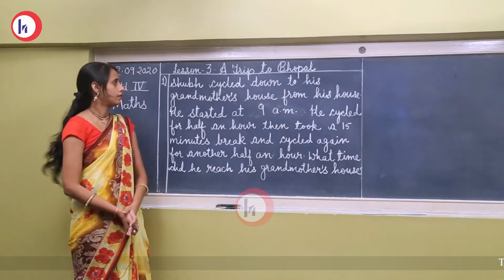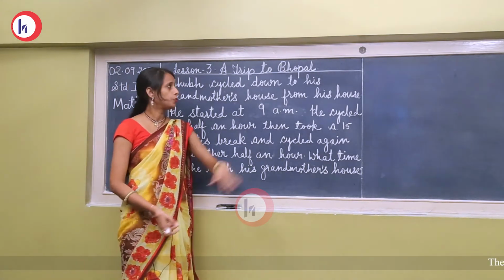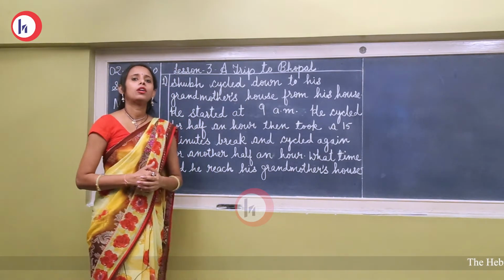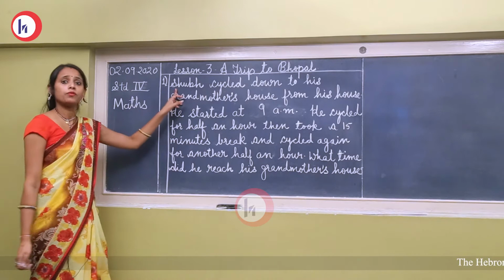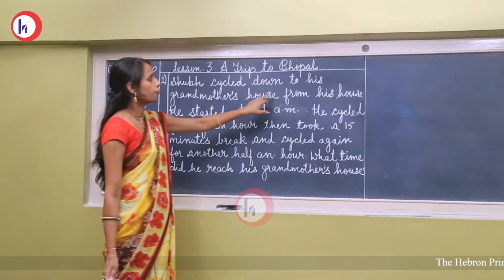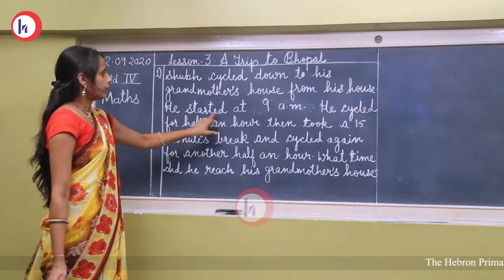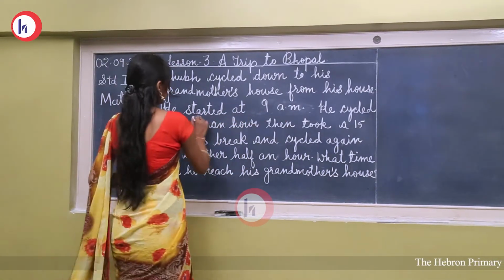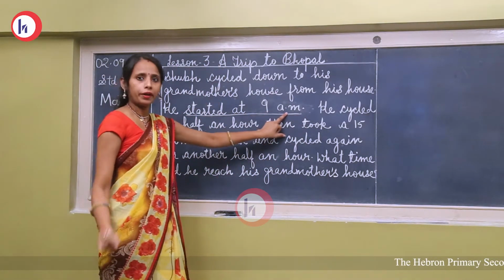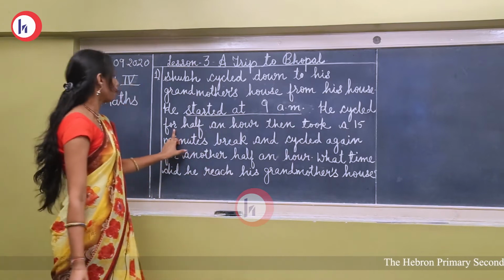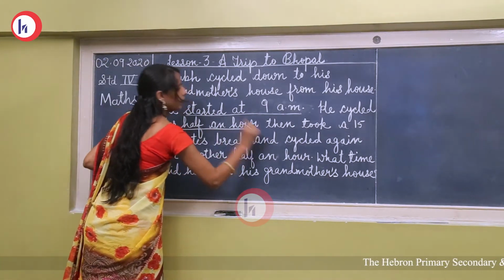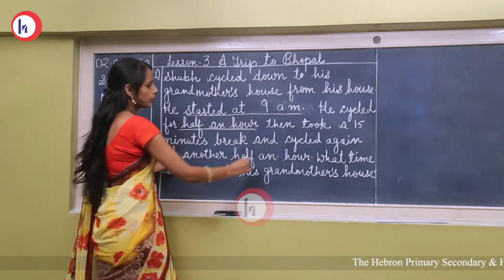Hello everyone, we'll continue lesson number 3, a trip to Bhopal, and the topic of word problems which we started in our last session. So the first question of this session is: Shubh cycled down to his grandmother's house from his house. He started at 9 a.m. a.m. means in the morning. He cycled for half an hour, then took a 15 minute break.